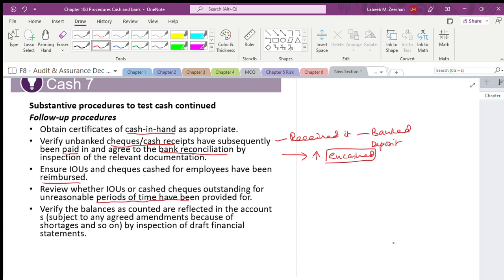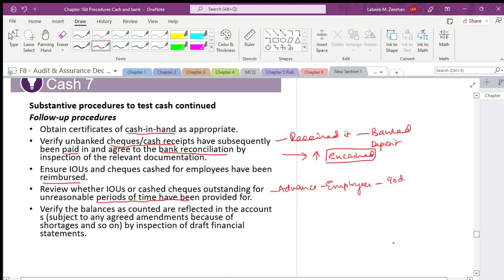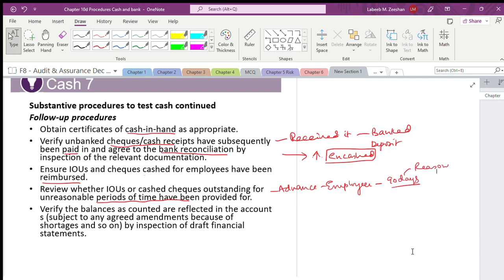You have given an advance to the employee. It has to be settled within 30 days. Now, if the advance has been pending more than 90 days, definitely you have to ask for the reason why it is pending. Definitely, you should not keep it pending over a longer period of time.